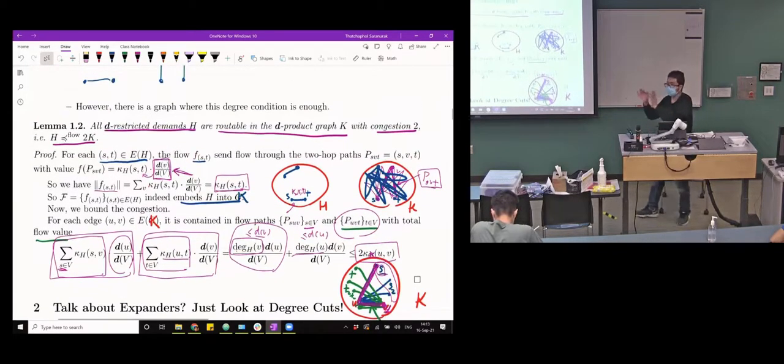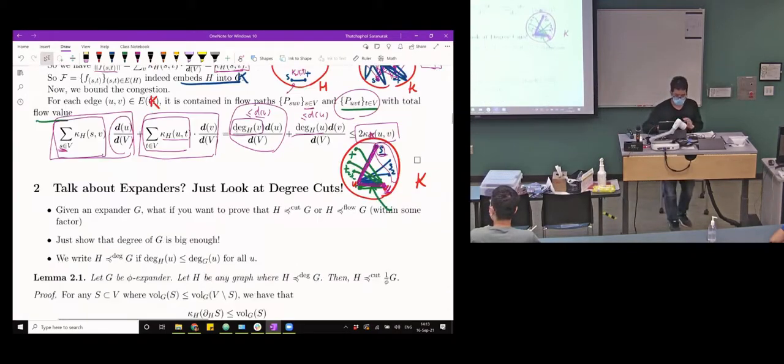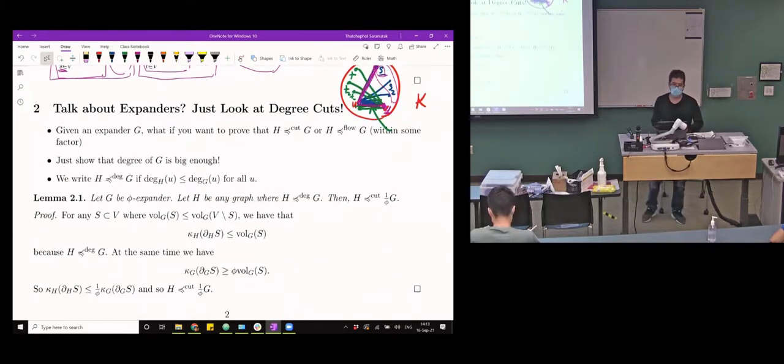So keep this in mind. Product graph is the most well-connected one among all the restricted graphs. Keep that in mind. Let's switch gears a bit and switch to expanders. At the end, I'm going to say that it's not just product graphs, but expanders are the most well-connected ones too. But to do that, we need to talk about the second part here.